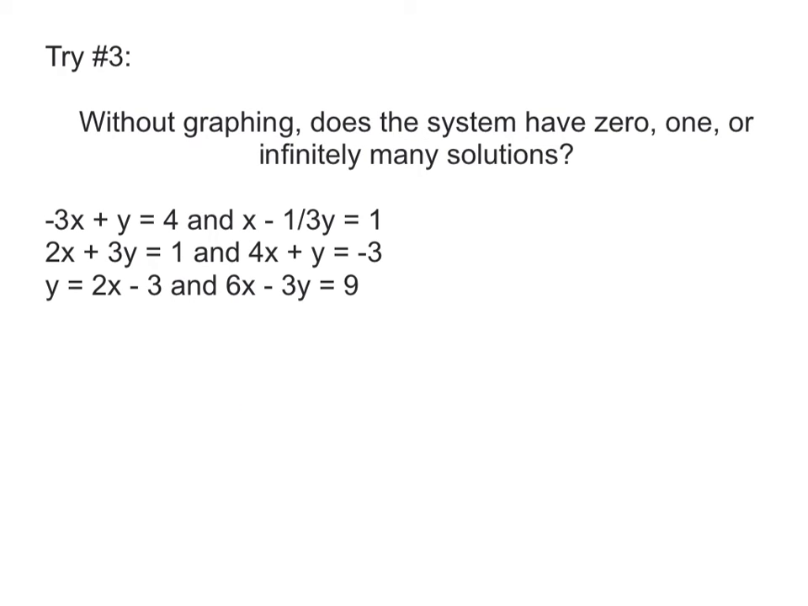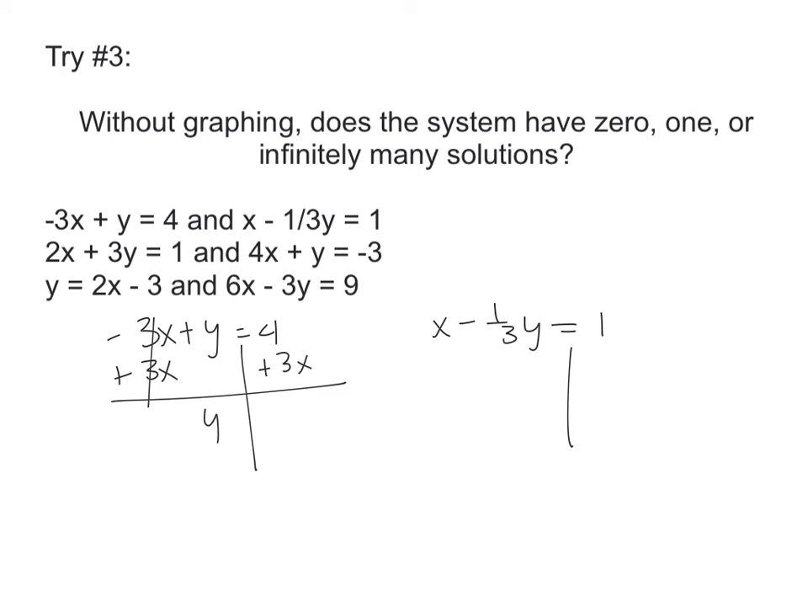Okay, so on try 3, we have 3 sets of examples technically, so we'll deal with each one separately. So on the first one, I have negative 3x plus y is equal to 4. And I also have x minus 1/3 y equals 1. Again, we want to solve to get y by itself. So on the first one, that means I need to move x over. So I need to add 3x to both sides, which would mean that y is equal to 3x plus 4.